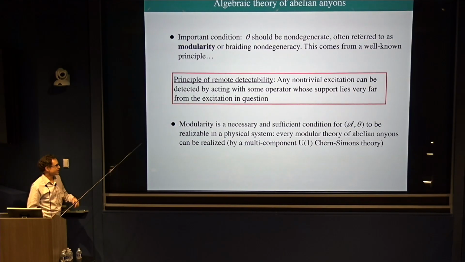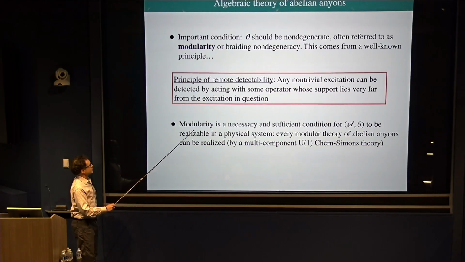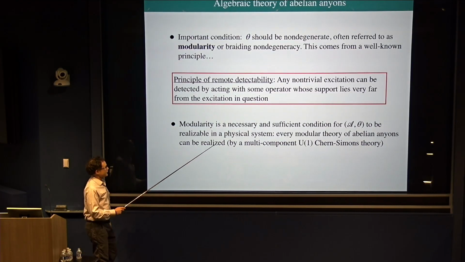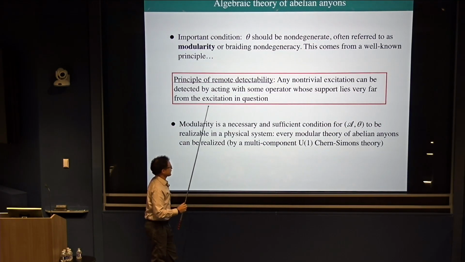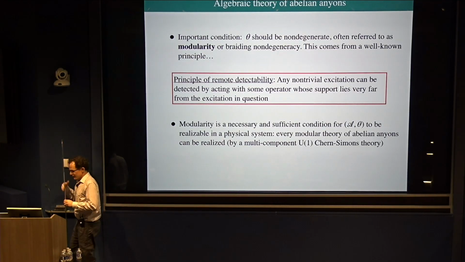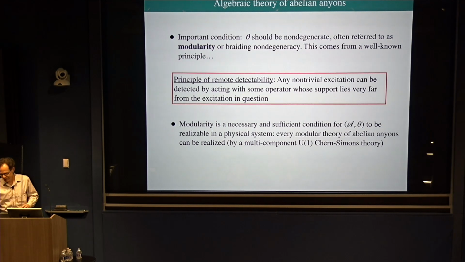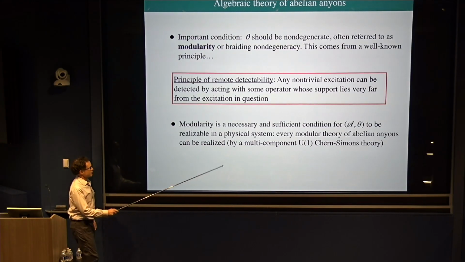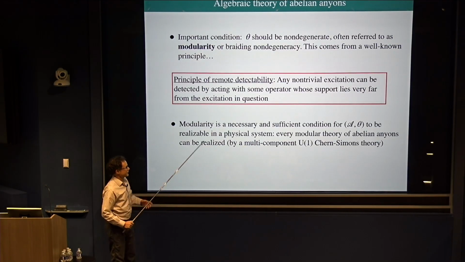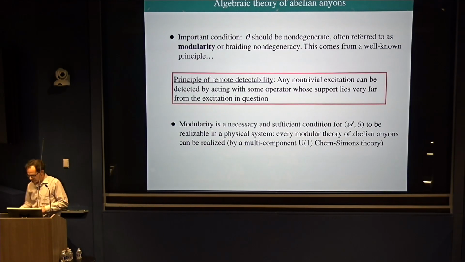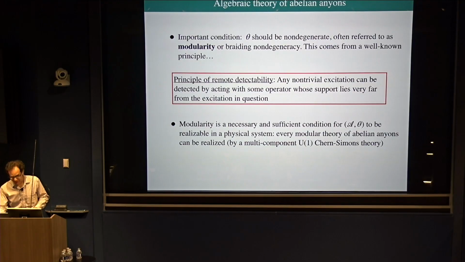We know in this case that this condition, modularity or non-degeneracy, is actually a necessary and sufficient condition for such a theory, A theta, to be physically realizable. In order to have a good algebraic theory, that's a property we want. We want every instance of our theory to be something that you can make in a real system. How do we know that in this case? Well, there's a multi-component U(1) Chern-Simons theory that can realize any of these A thetas. There's more to say about this, but that's enough for today.